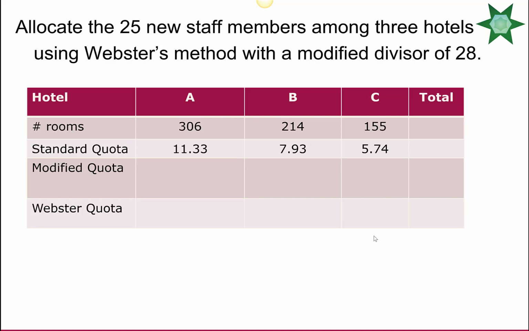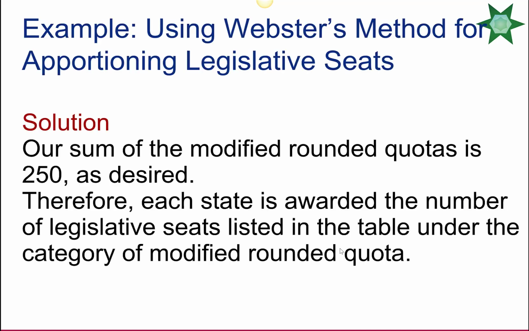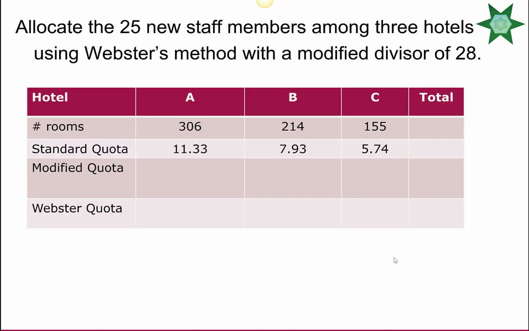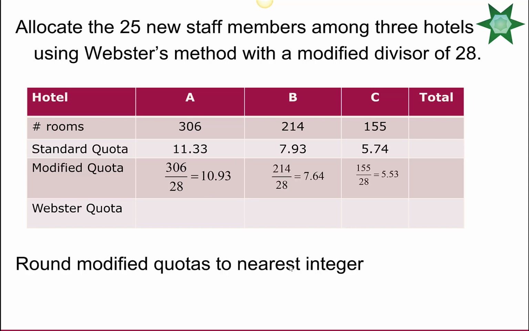And now with this next method, we're going to go through and do Webster's on our hotels. And we're going to use a modified divisor here of 28. So we take the first hotel's number of rooms, divide by 28, then the second and the third, and remember now we round to the nearest integer. So 11, 8, and 6, and we come up with 25.